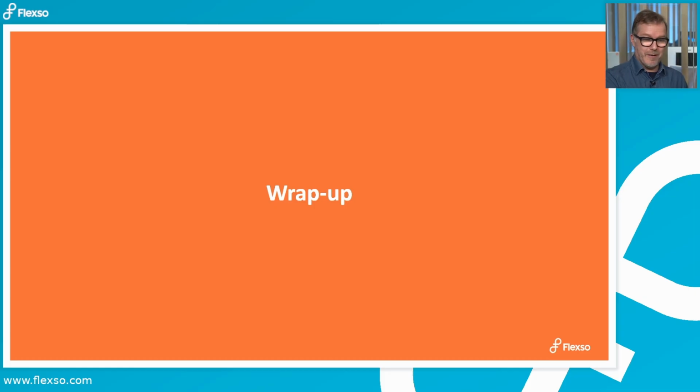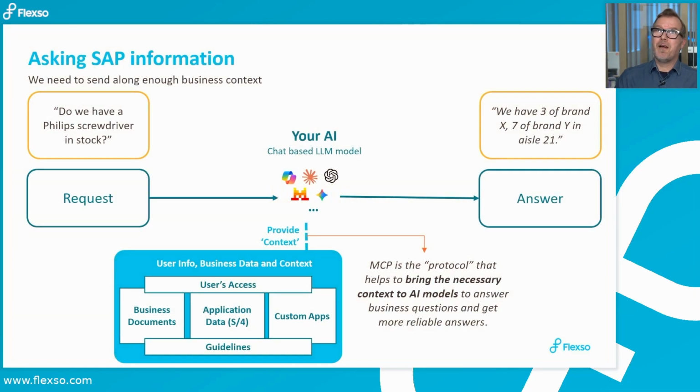Right, so let's wrap up. What have we seen today? That if you want to create an agent that is capable of answering questions or providing information about data in your system, well, you need a lot of context. You need to provide that context that can be done via an MCP server that you can connect to any AI you want to bring to the table.